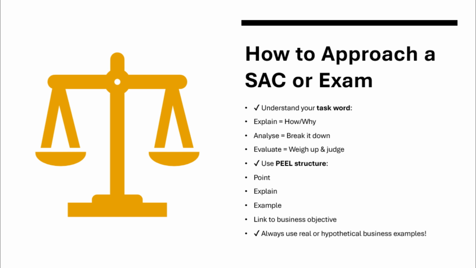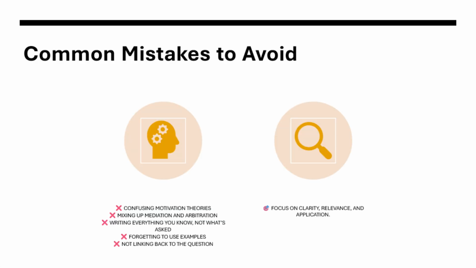Part 4, Common Pitfalls. Let's quickly run through a few common mistakes students make, so you can steer clear of them. One is mixing up motivation theories, like thinking goal setting is part of Maslow, or confusing the four drives with the hierarchy of needs. Make sure you understand the unique features of each theory.